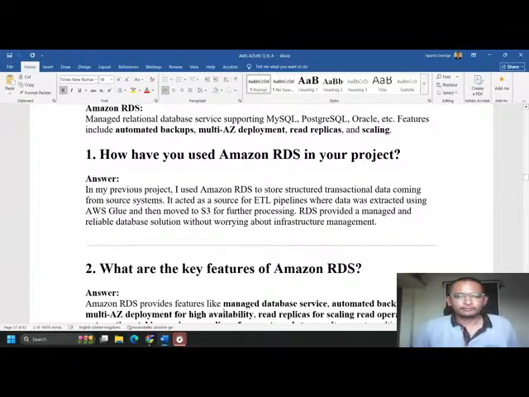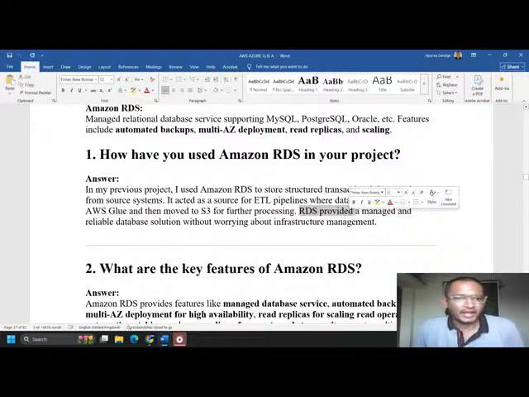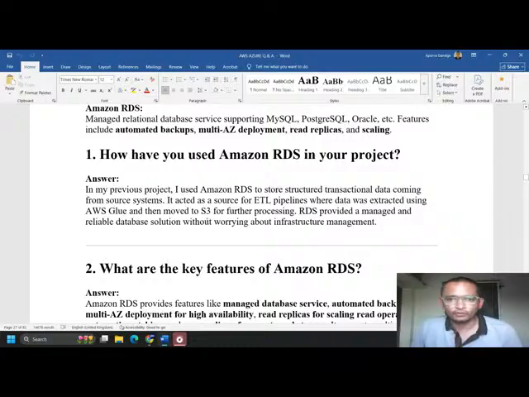In my previous project, I used Amazon RDS to store structured transactional data coming from source systems. It acts as a source for ETL pipelines where data was extracted using Glue and then moved to S3 for further processing. RDS provides a managed and reliable database solution without worrying about infrastructure management.